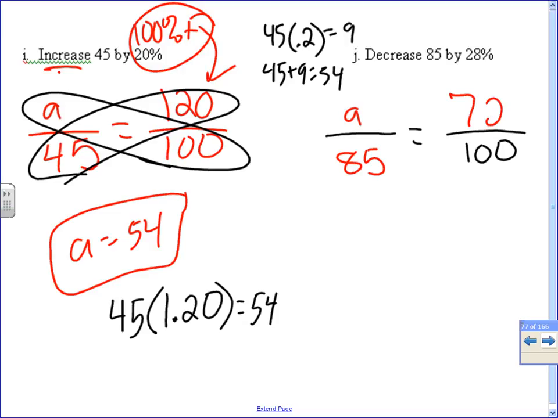Good. Can anyone explain that? Why would you subtract it? It's like a discount. Mary, why would you subtract it? Good. And think about a discount. You're paying 72% of $85 because you got a 28% discount. If I had a coupon for 28% off, I'm not paying 100% of the price. I'm paying 72% of the price. You guys with me on that?